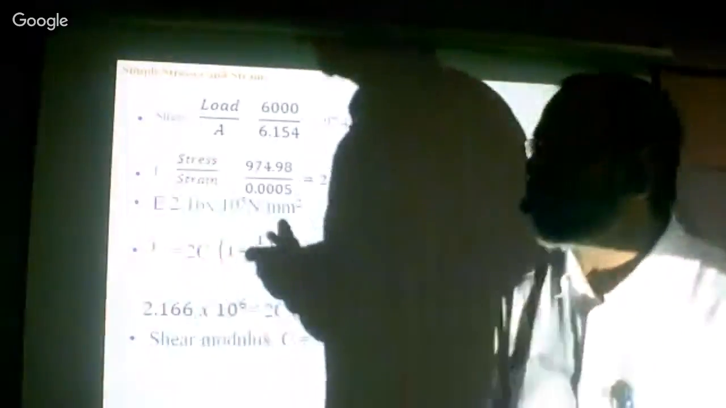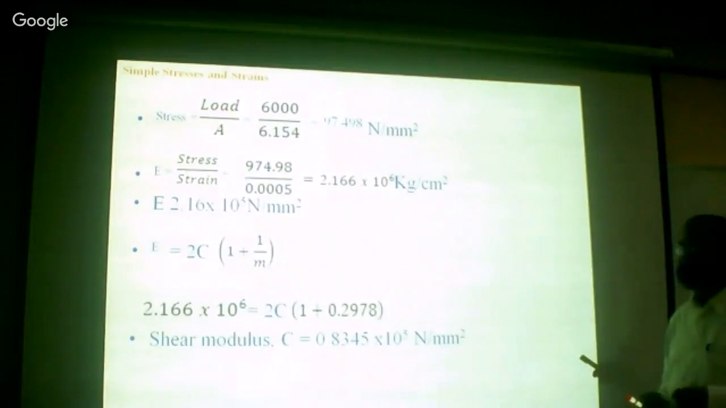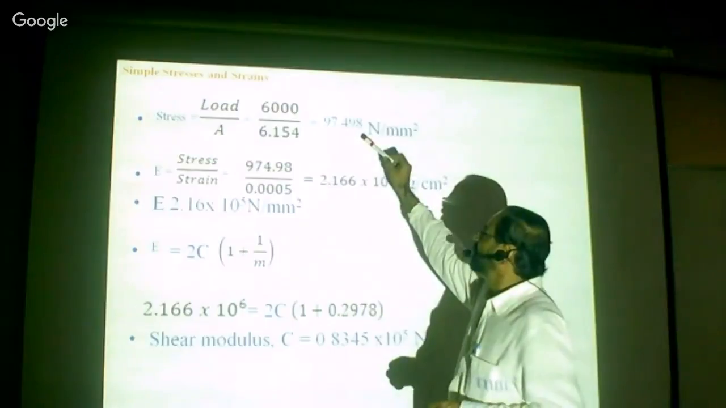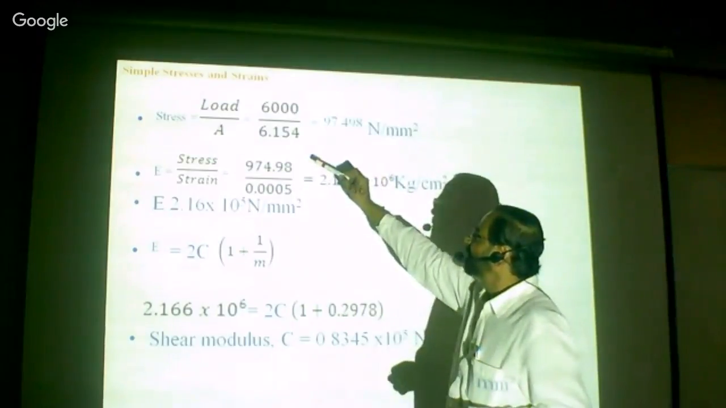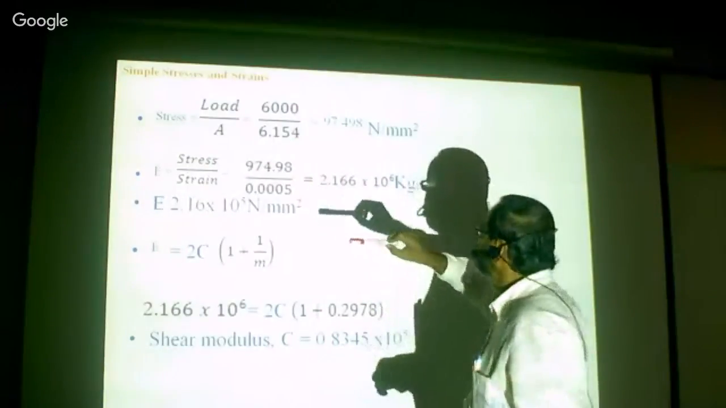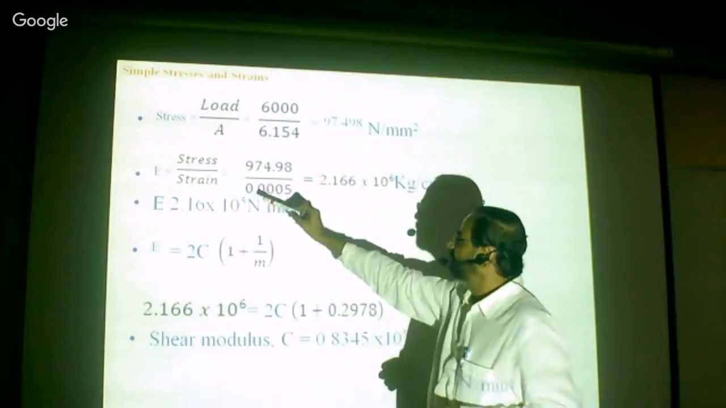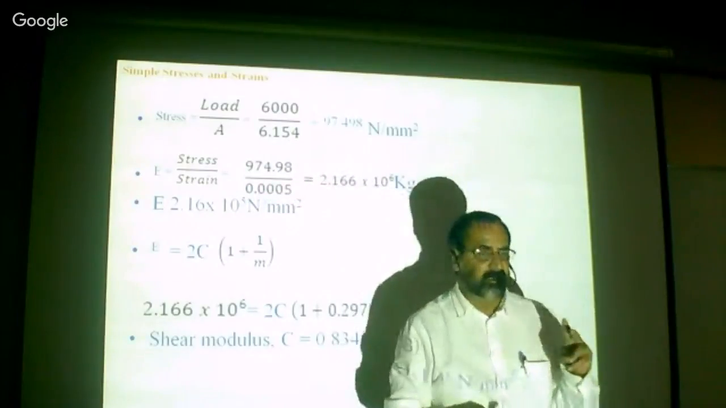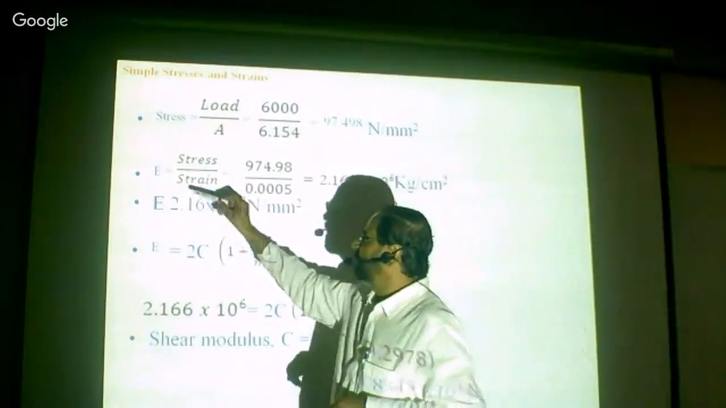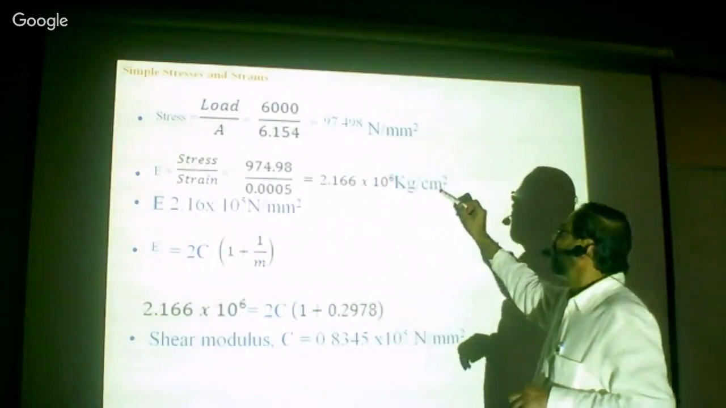Further, from the fundamentals, we know that stress is equal to load divided by cross sectional area. Calculate the area, then load divided by cross sectional area gives you the stress. And when we know the linear strain and stress, we can calculate the Young's modulus. Young's modulus is stress upon strain.